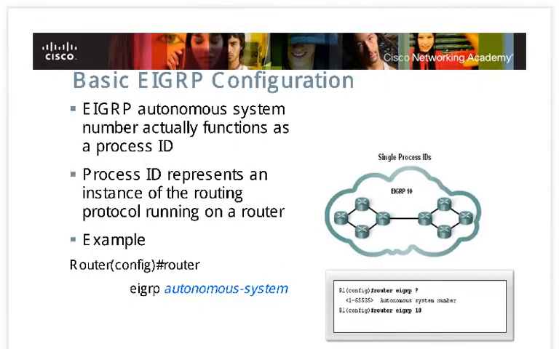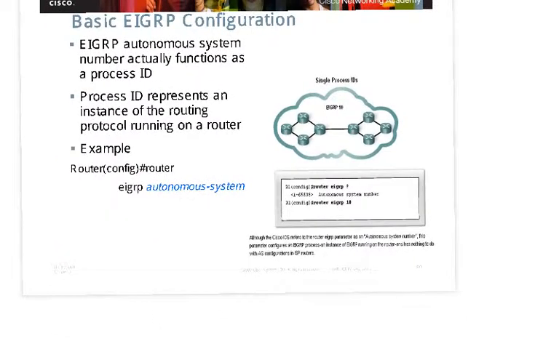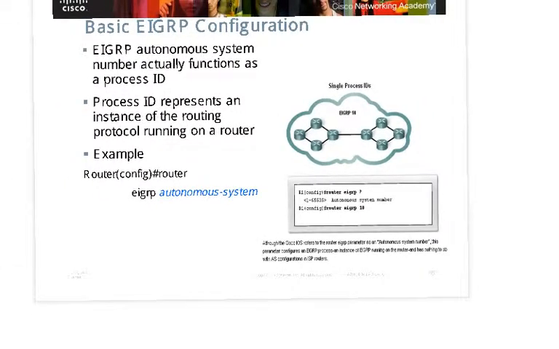So in terms of EIGRP configuration, it's easy to configure a process ID. It's called the autonomous system number. However, it actually represents a process ID. The condition is that all the routers inside a specific domain have to have the same process ID or autonomous system number in order for EIGRP to exchange messages back and forth within these routers.